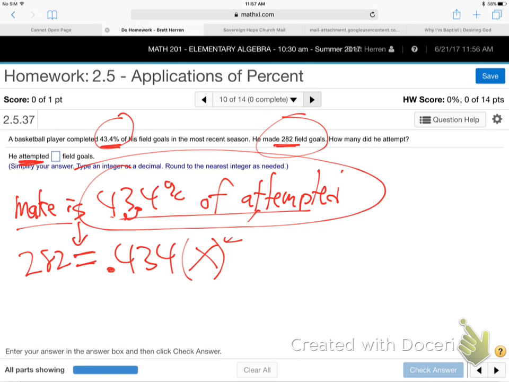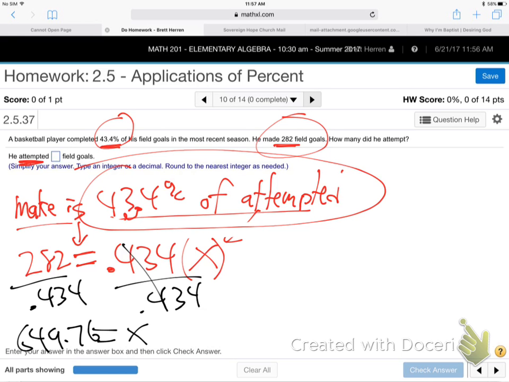All right, so anyway, solve for x. How do you solve for x there? Divide by 0.434. Boom. x equals, somebody got that? Should be more than 282. We're looking for a bigger number, right? Because he tried more. 649.76, so we round it to, what, 650? They want round to the nearest integer, that means whole number. So 650. So he tried 650 shots, made 282. Just under half.